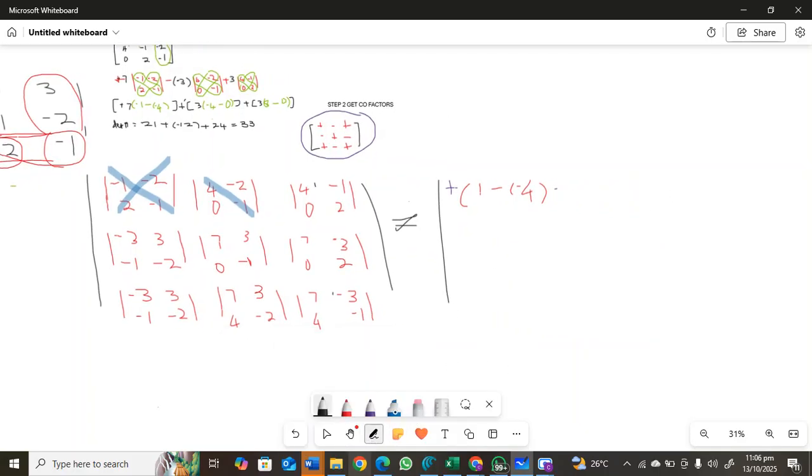And so put a negative sign here, negative. Then we're going to say it's 4 times -1, that is -4. Then you say 0 times -2, that is 0. -4 minus 0.